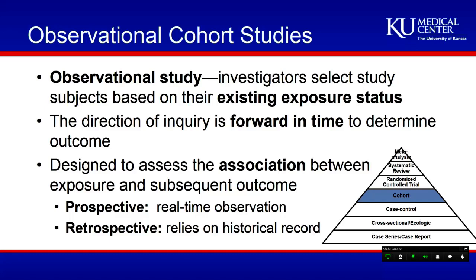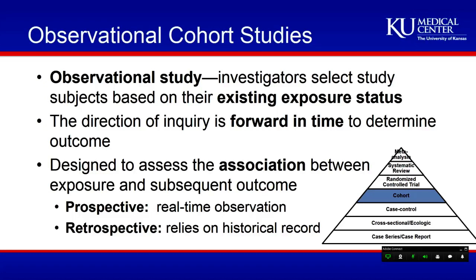This is still forward directional, so I see first the exposure, move forward to collect information on the outcome. It's also designed to assess associations between exposure and an outcome that's subsequent to exposure. But cohort studies can actually occur in 2 ways. They can occur prospectively, which is that nice real-time observation, which minimizes the problems that come along with historical recollection of information. But they can also occur retrospectively. Everything could have already occurred in the past.